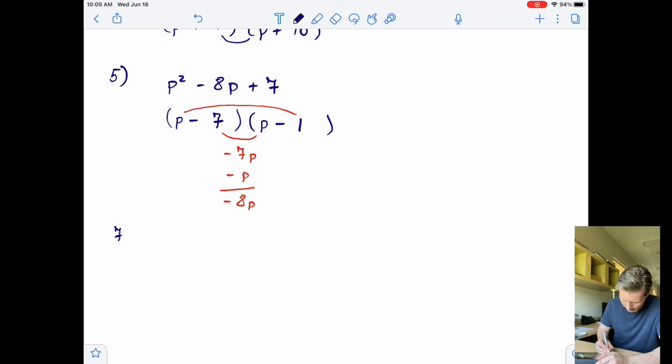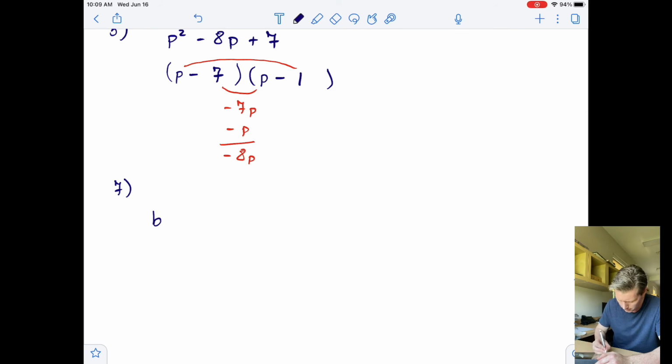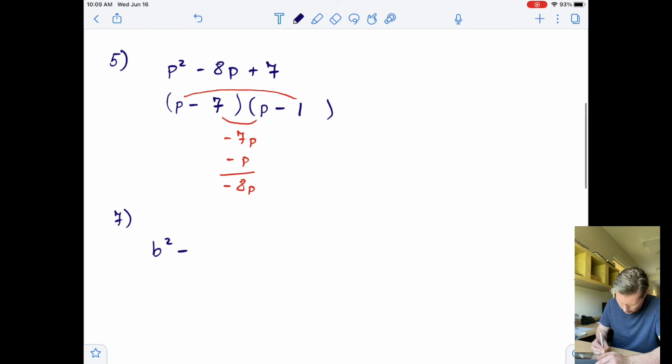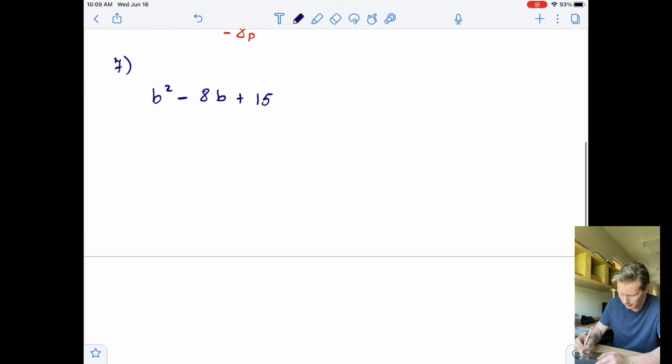All right, last one, question number 7. This time it's quadratic in b. I have b squared minus 8b plus 15. I want to factor this. All right, it's b squared, so my leading terms will be b and b. b times b is b squared. I have a positive 15, so I know my signs will be plus plus or minus minus.